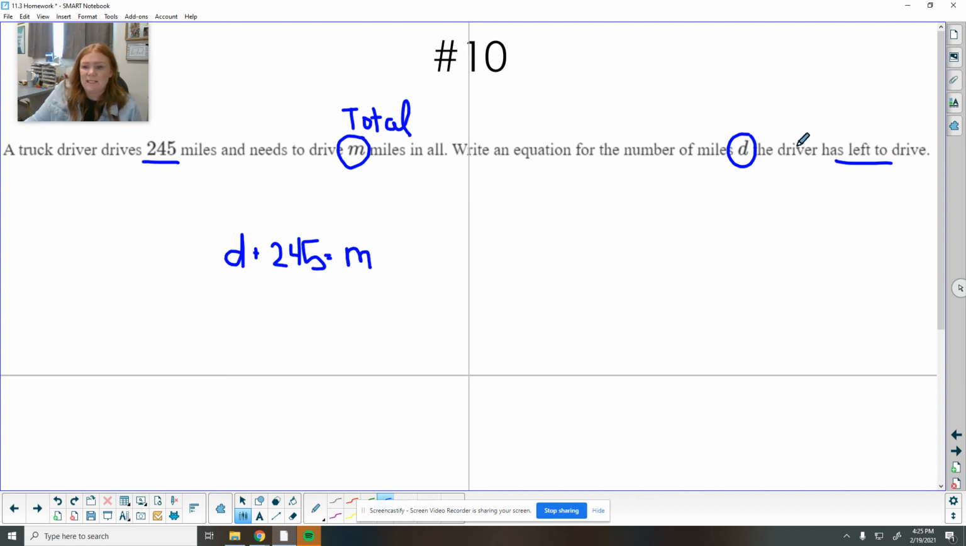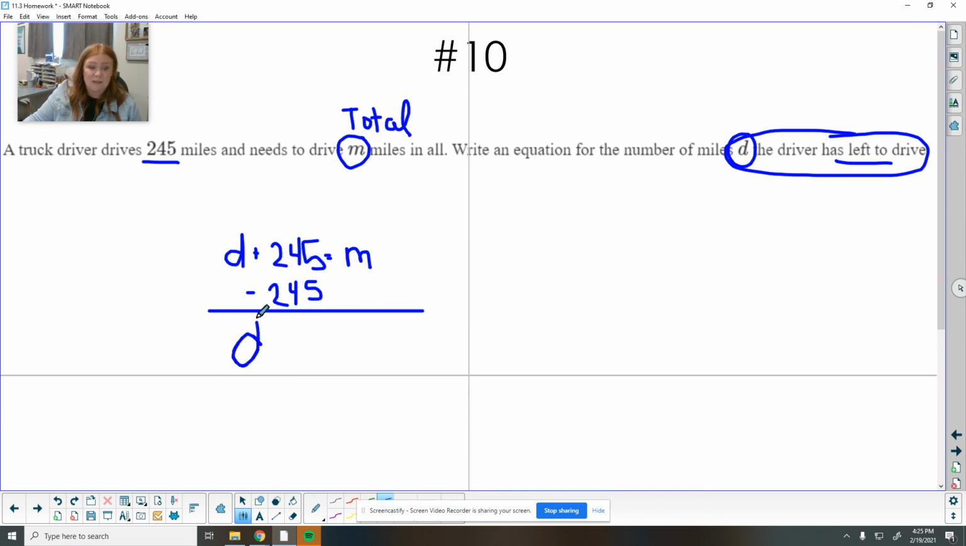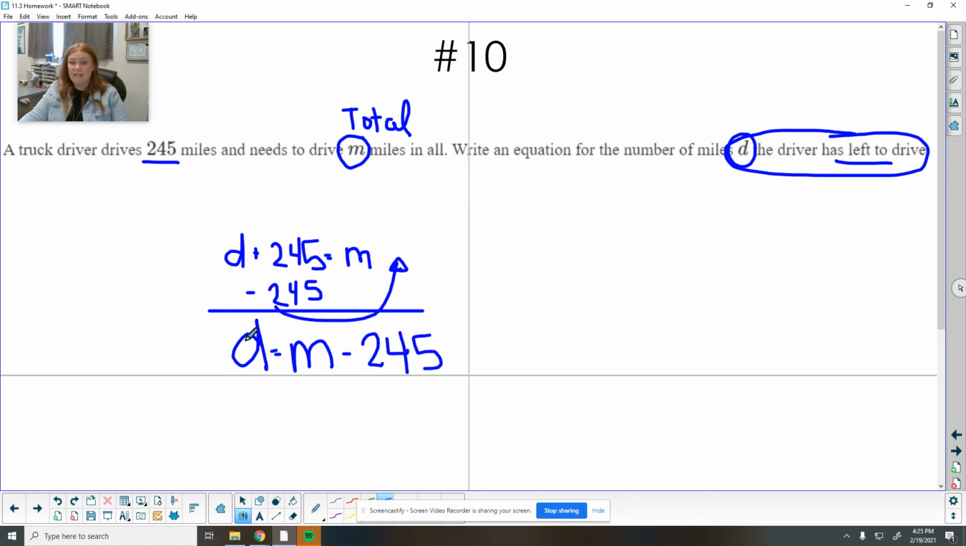Now it wants us to write an equation for what he has left. They want d to be the answer, but right now I don't have d as my answer. So I need to rewrite this so that d is all alone. It's a one-step equation. What's the opposite of 245? We want to subtract 245 from both sides. So d equals, and we take it to the back, we have our total, we take away what he's driven, and that tells us what is left.